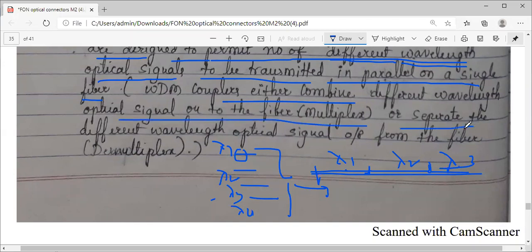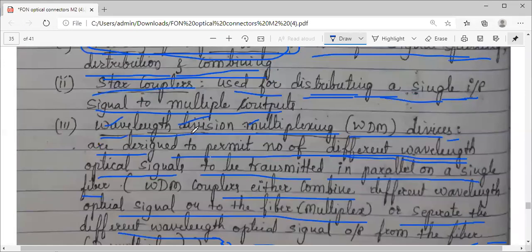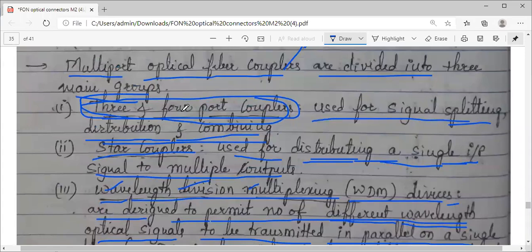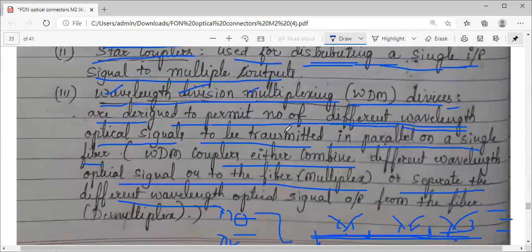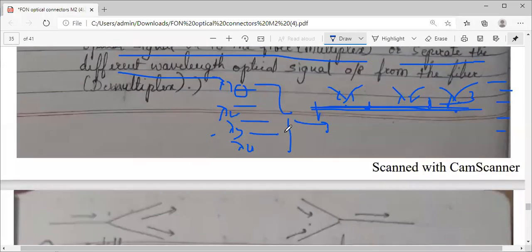You can use this for multiplexing, or the other way, demultiplexing. You take this single line, you segregate it, and you get the different outputs. So you can use wavelength division multiplexing kind of devices, the couplers also. These are basically the three categories: one is 3 and 4 port couplers, second is star couplers, third is WDM. So let us go one by one.